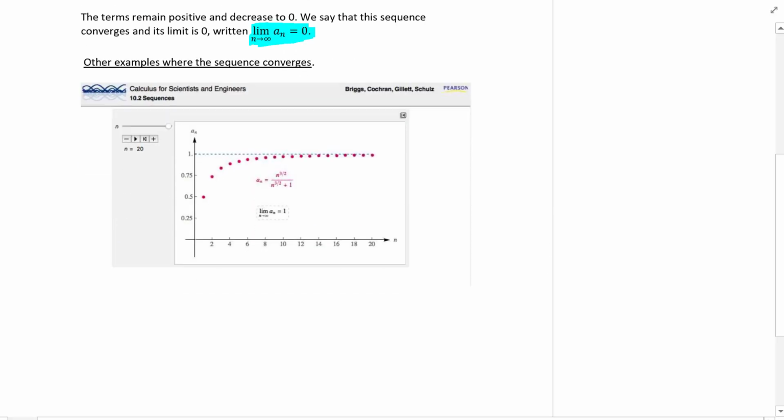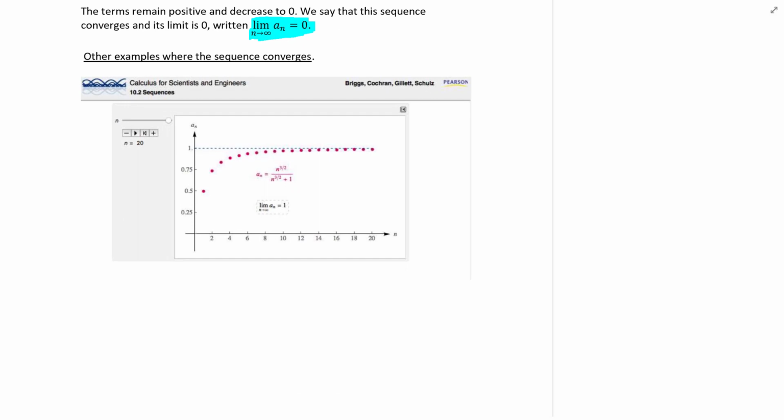Here are other sequences that actually converge. The sequence given here is a sub n equals n to the 3/2 over n to the 3/2 plus 1. And these points here were obtained by giving n the values 1, 2, 3, 4, 5, and so on. Just by looking at the terms of the sequence that we get here, the limit as n approaches infinity of a sub n is equal to 1.